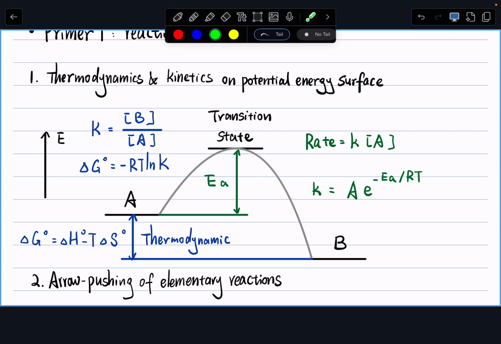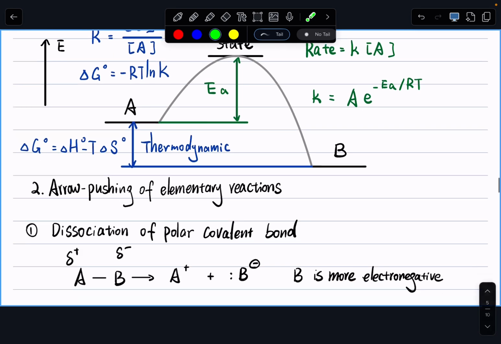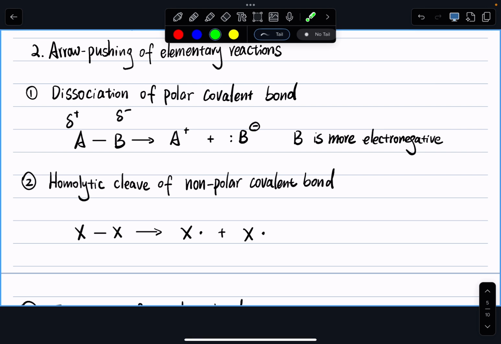All right, let's keep going on this part. The rest of the premier one is a quick overview of how we do arrow pushing. We did a series of elementary steps. One thing to keep in mind is that we use arrow pushing to demonstrate electron movement in a single step. That is, if we're doing a 1-2 shift, then we're only using arrow pushing to show the 1-2 shift.